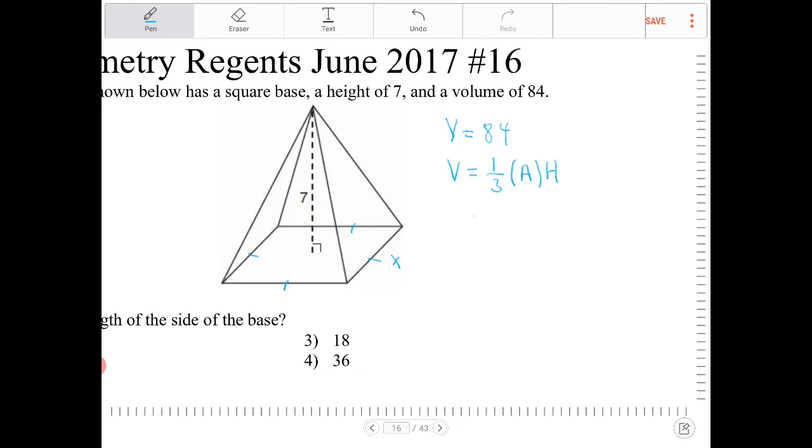That's the formula. So the volume of this square base pyramid, therefore, is simply 1/3. What's the area of the base? Well, it's x times x, right? So it's x squared times h. The height here in this case is 7. And look at this. 1/3 x squared times 7, that's representative of the volume of the pyramid. Well, that also happens to be 84.